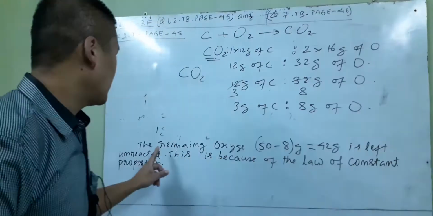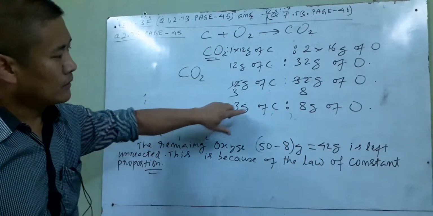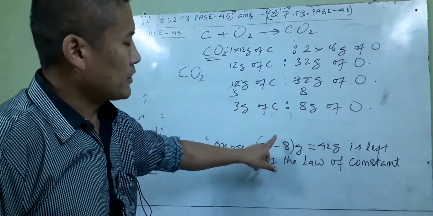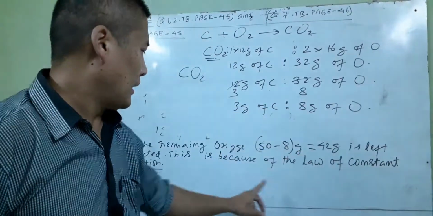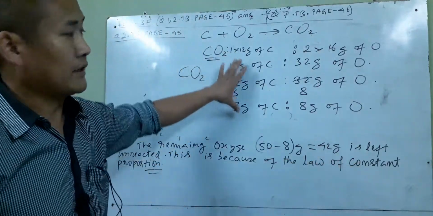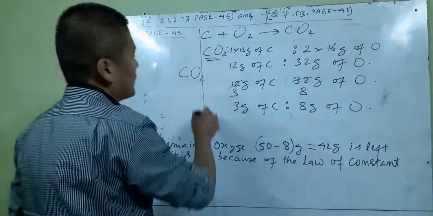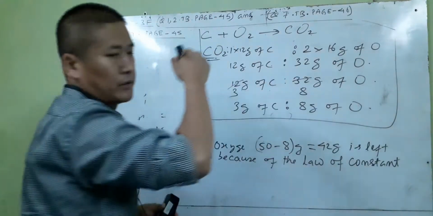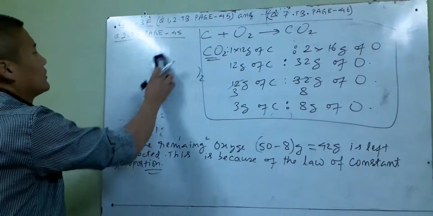When you supply only 3 gram of carbon, it can consume only 8 grams. That's why 42 is remaining unreacted. That is explained by the law of constant proportion here that I explained just now. So write this in a corner of your notebook that you remember, okay? So you'll understand better. Okay, question 2 is done.